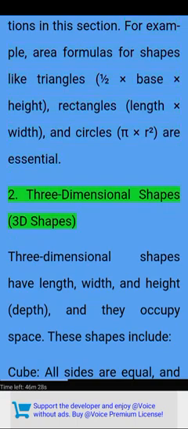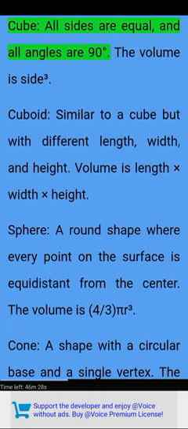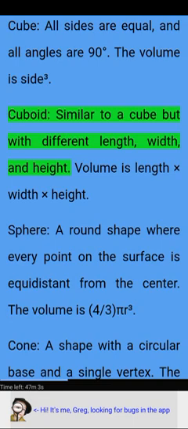2. Three-dimensional shapes, 3D shapes. Three-dimensional shapes have length, width, and height or depth, and they occupy space. These shapes include cube. All sides are equal, and all angles are 90 degrees. The volume is side cubed. Cuboid. Similar to a cube but with different length, width, and height. Volume is length times width times height.